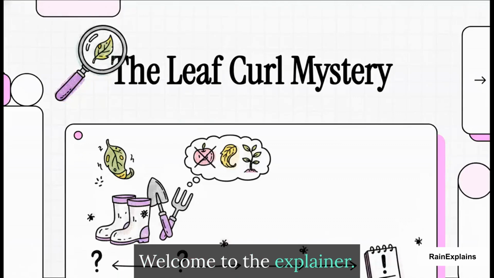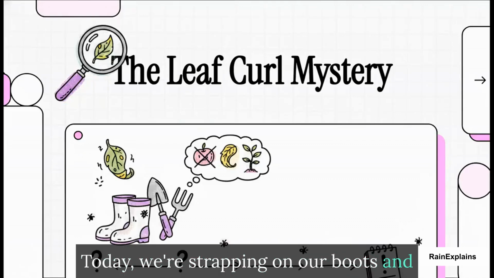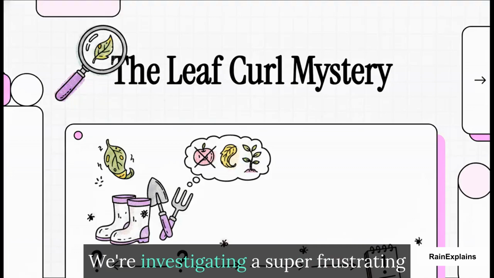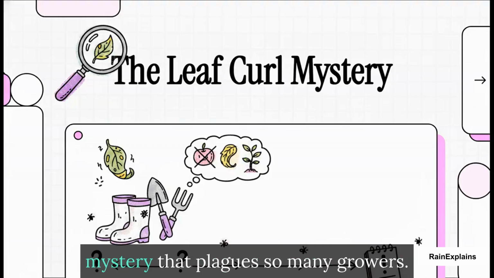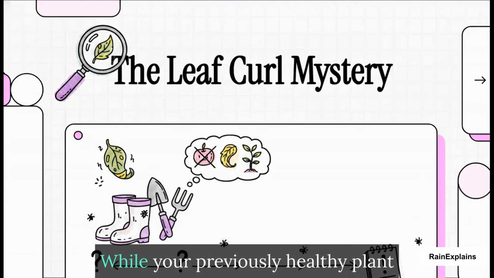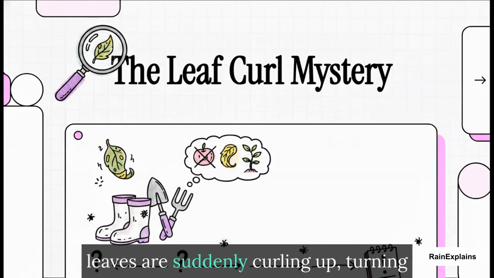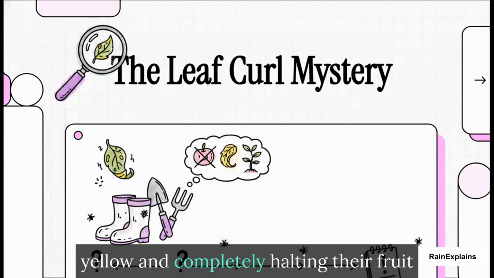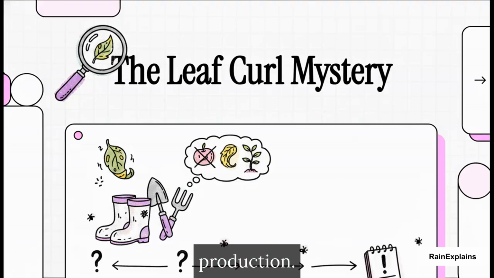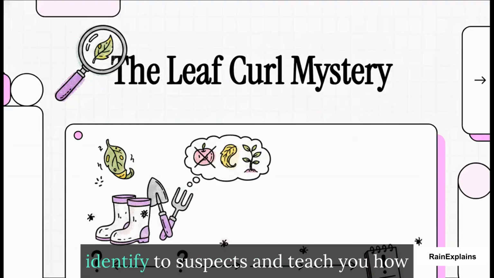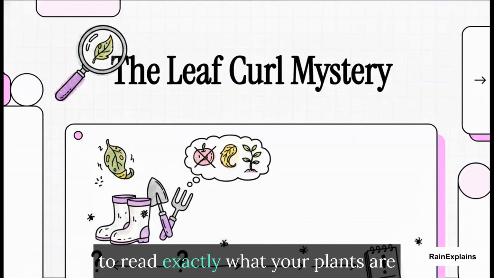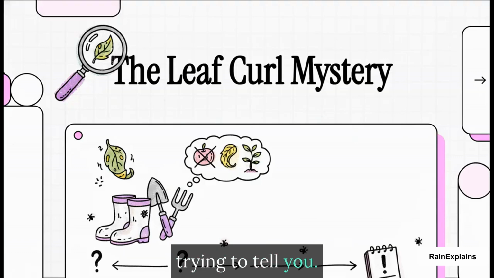Welcome to the Explainer. Today, we're strapping on our boots and playing Garden Detective. We're investigating a super frustrating mystery that plagues so many growers. Your previously healthy plant's leaves are suddenly curling up, turning yellow, and completely halting their fruit production. We're going to break down the clues, identify the suspects, and teach you how to read exactly what your plants are trying to tell you.